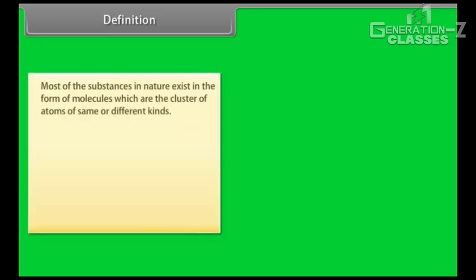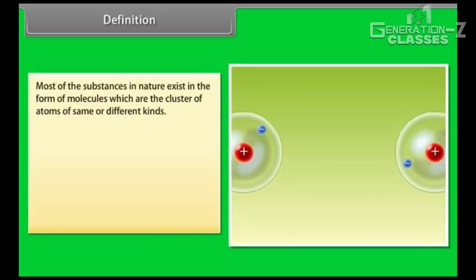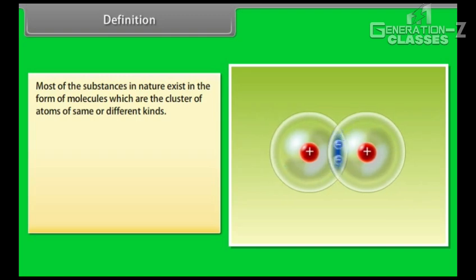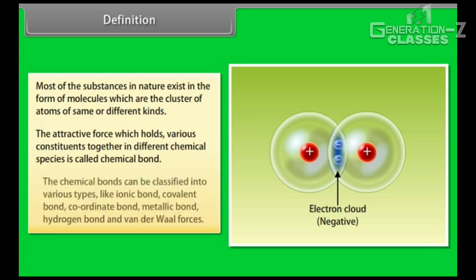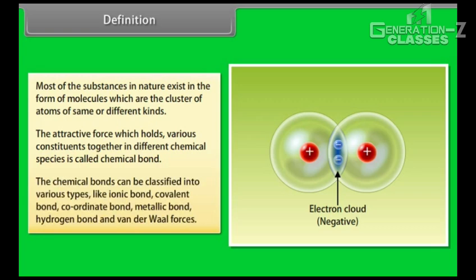Definition. Most of the substances in nature exist in the form of molecules, which are clusters of atoms of same or different kinds. The attractive force which holds various constituents together in different chemical species is called a chemical bond. The chemical bonds can be classified into various types like ionic bond, covalent bond, coordinate bond, metallic bond, hydrogen bond, and van der Waals forces.